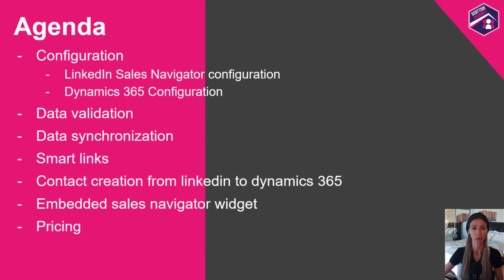So here are some of the items that I'm going to be talking about today. We're going to discuss the configuration of LinkedIn Sales Navigator and also how you need to configure that from Dynamics 365, because there's going to be two places, as you'll notice. We'll talk about data validation, what that is, how that works, data synchronization, smart links, the ability to create a contact from a LinkedIn profile and push that to Dynamics 365. Then we have an embedded Sales Navigator widget that you can put on forms. I'll show you how to do that as well. And then lastly, we'll talk about some of the pricing options as well.